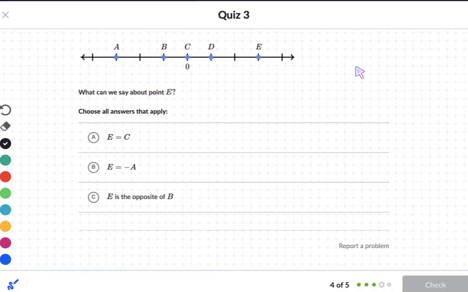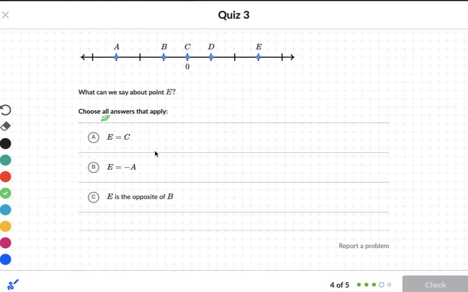All right, this problem gives us A, B, C, D, and E on the number line. They want you to know what can we say about point E, and you want to choose all answers that apply. So it could be more than one answer. Pause the video and try it on your own first.